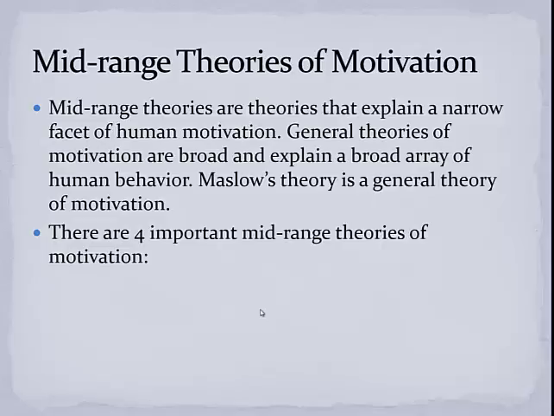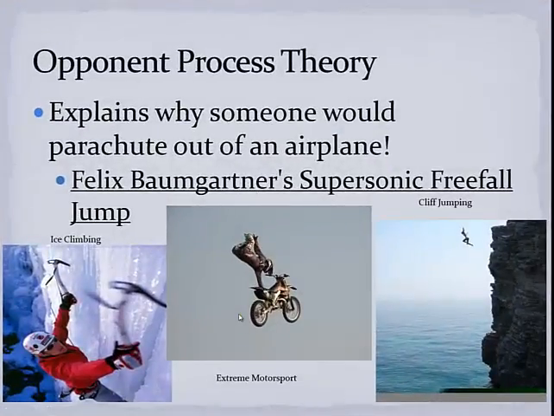And there are four very important mid-range theories of motivation that we'll discuss. Mid-range theories are theories that explain a narrow facet of human motivation. General theories of motivation are broad and explain a broad array of human behavior. Maslow's theory is a general theory of motivation. However, there are four important mid-range theories of motivation that I want us to look at today.